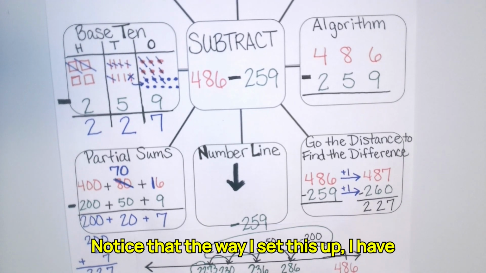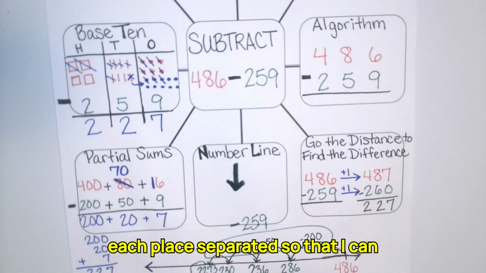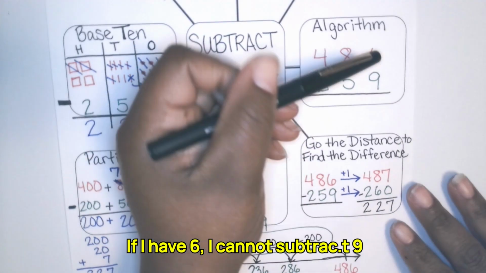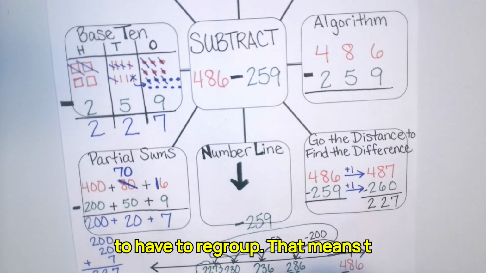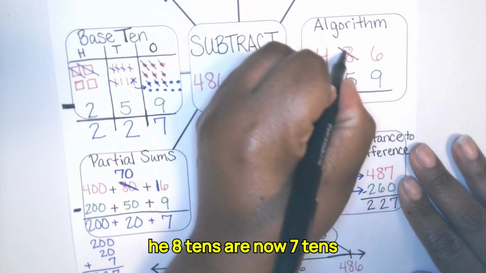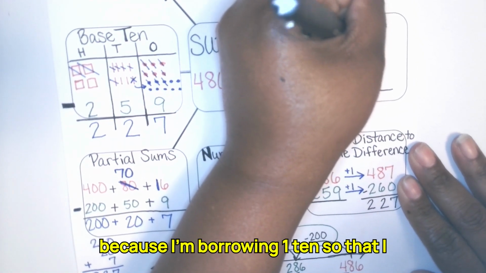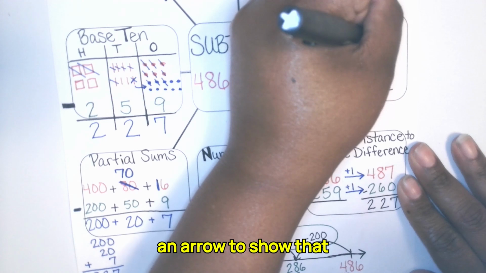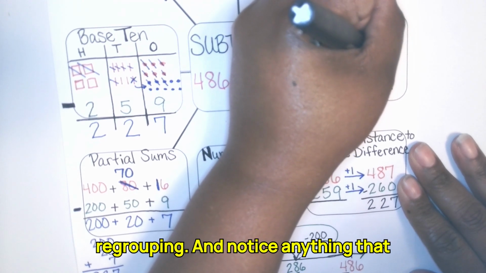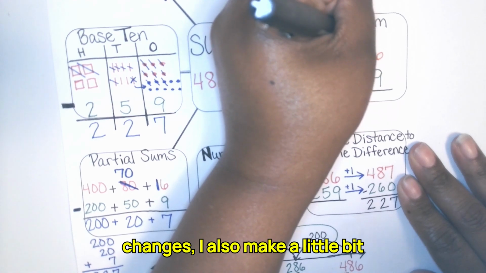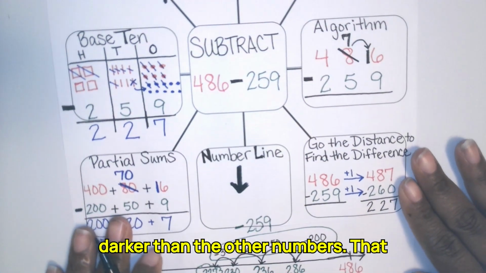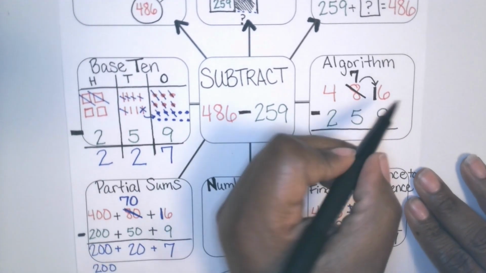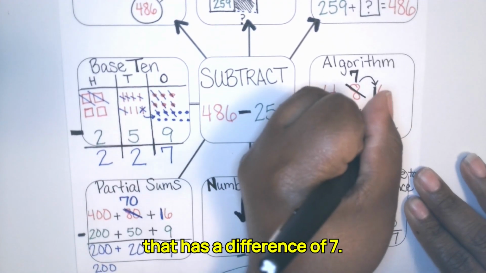Notice that the way I set this up, I have each place separated so that I can clearly see the regrouping take place. If I have 6, I cannot subtract 9 because I don't have enough, so I'm going to have to regroup. That means the 8 tens are now 7 tens because I'm borrowing 1 ten so that I have enough. And then what I do is draw an arrow to show that regrouping. And notice anything that changes, I also make a little bit darker than the other numbers. That way I can make sure that I'm using the correct information in solving. So if I have 16, now I can take away 9. That has a difference of 7.